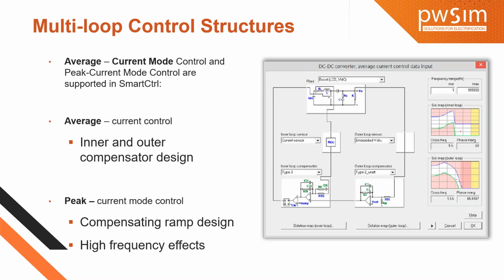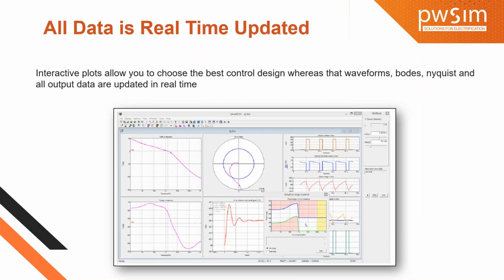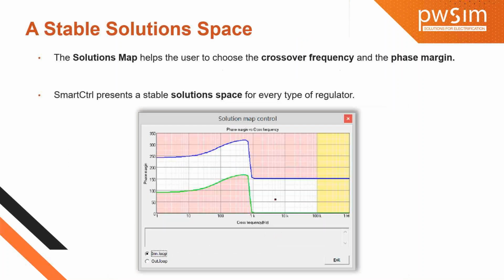So all these things are available in the smart control. The only thing is you should be able to give the proper parameters while you are entering these values, with proper gain margin and phase margin. While you are changing these values, it will show you the real-time update for the waveforms of the Bode plot, Nyquist plot, and the time response, even with the inductor current values. So all the data will be updated in real time.